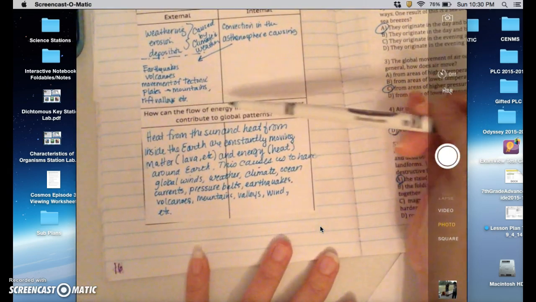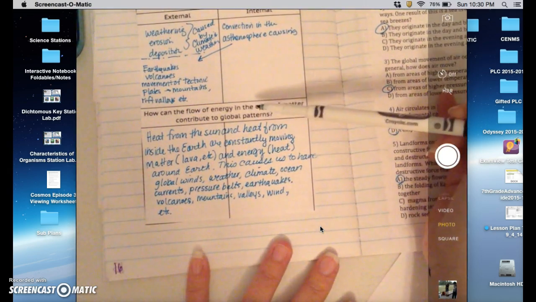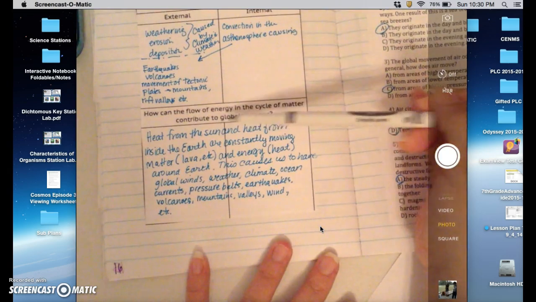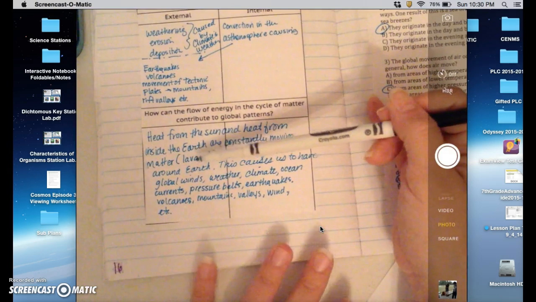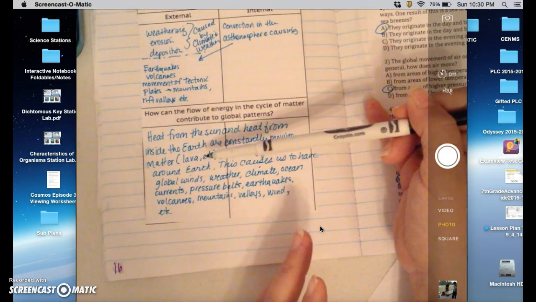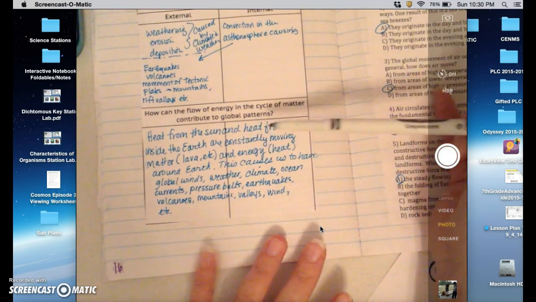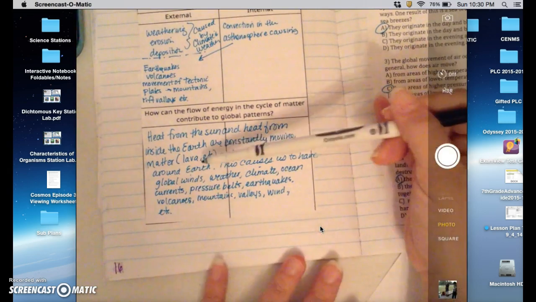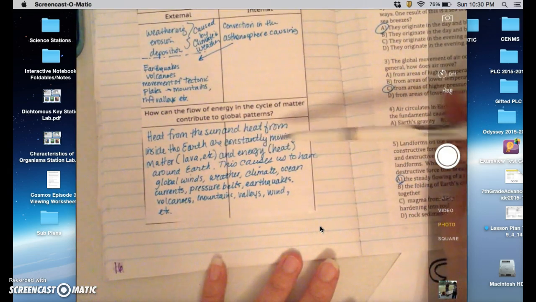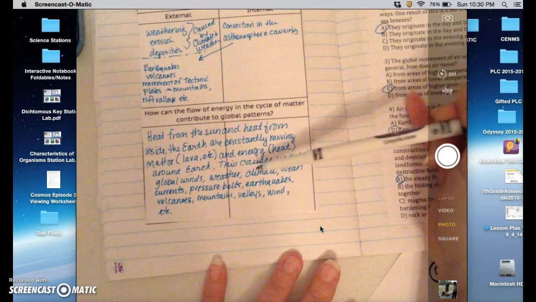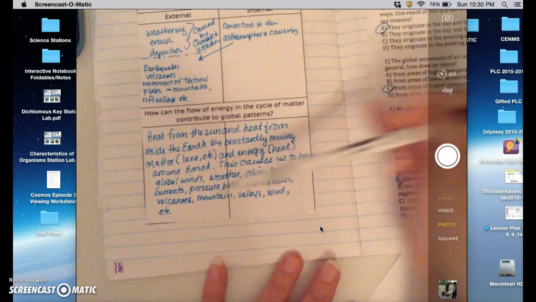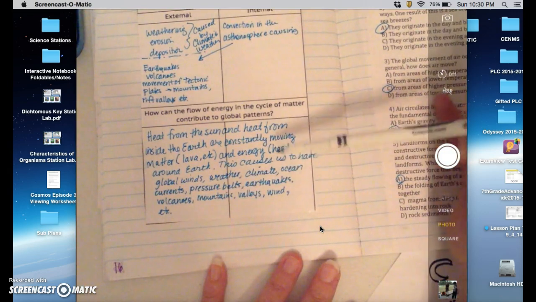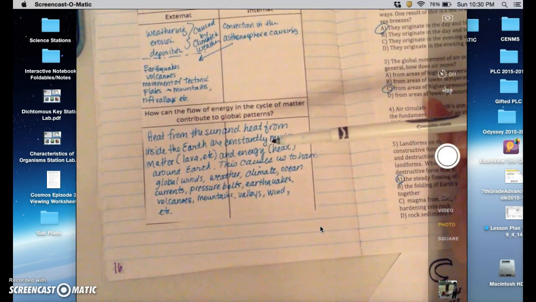How can the flow of energy and the cycle of matter contribute to global patterns? Heat from the sun and heat from inside the Earth are constantly moving matter. An example of matter that I gave you is lava, and energy in the form of heat around Earth. This causes us to have global winds, weather, climate, ocean currents, pressure belts, earthquakes, volcanoes, mountains, valleys, and so on. All of the stuff that we've been talking about in stations 1 through 8. Okay?